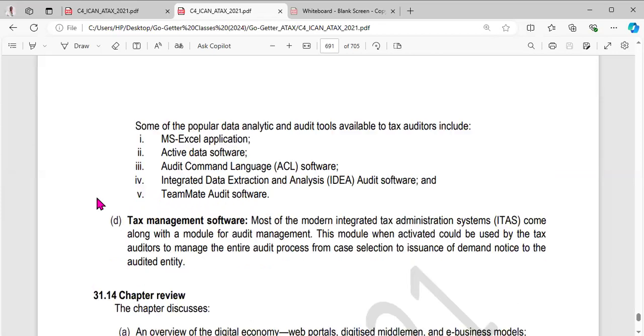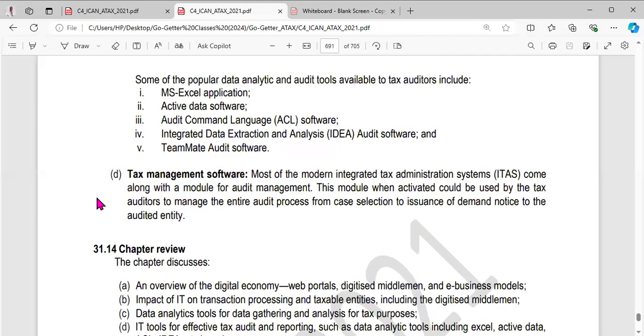Now look at tax management software. Most of the modern integrated tax systems, which is ATAX, come along with a module for audit management. And this module, when activated, can be used by tax authority auditors to manage the entire audit process from case selection to issuance of demand notice to the audited entity. So tax management software are important.